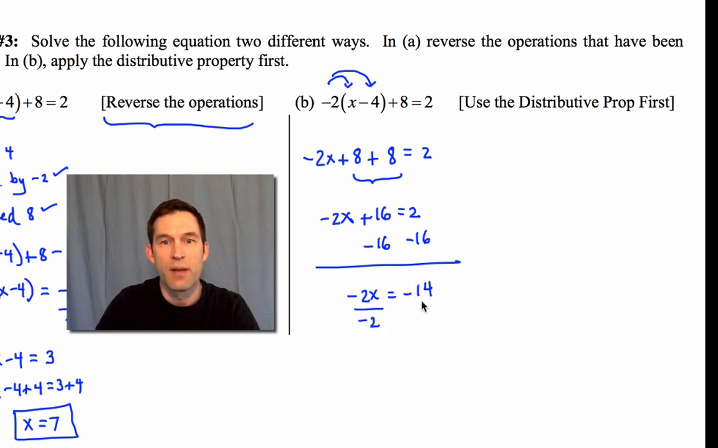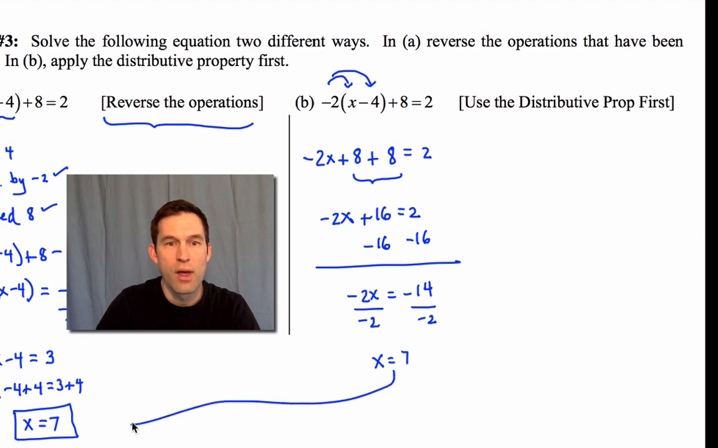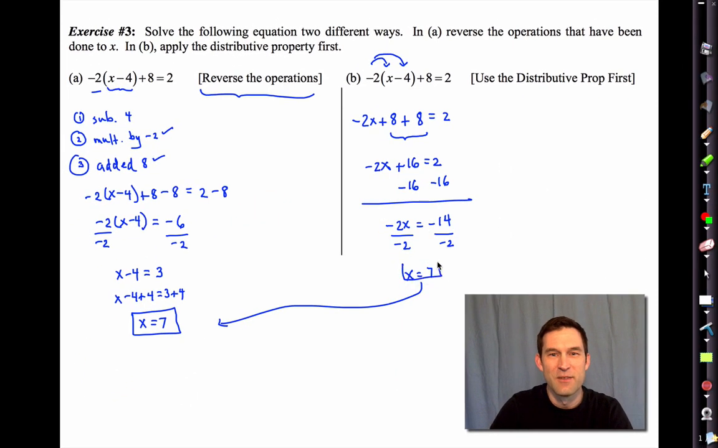And then maybe I'll divide by -2 on both sides. Remember, a negative divided by a negative is a positive. And look at that. I love it when I do math in two different ways and I get the same answer. In part A, what we do is identify what's been done to the variable and undo it in the order in which it's been done. And that is always my preference.